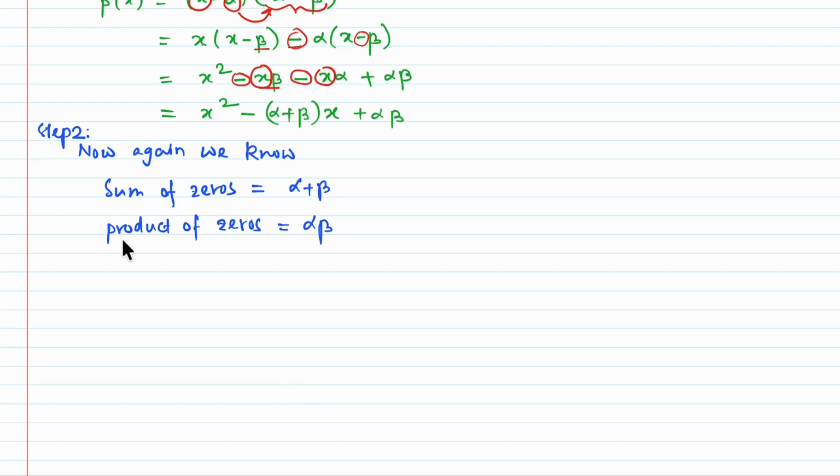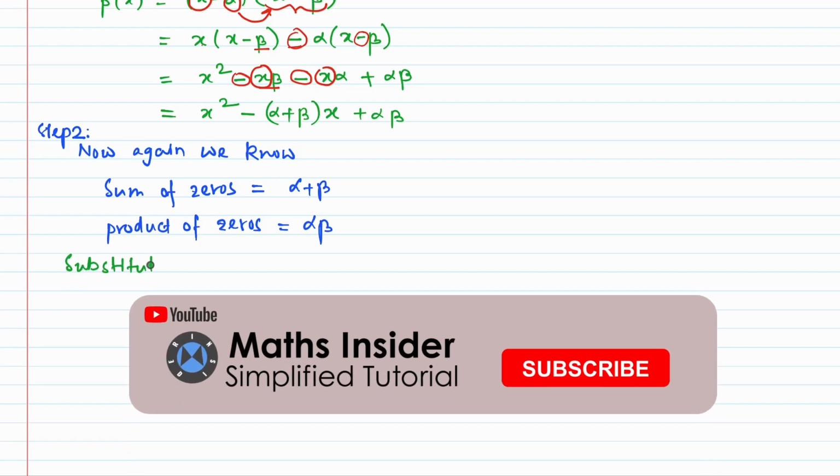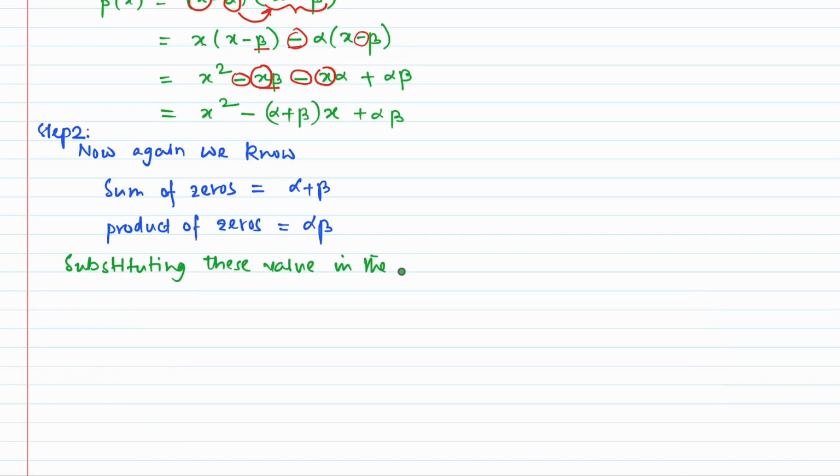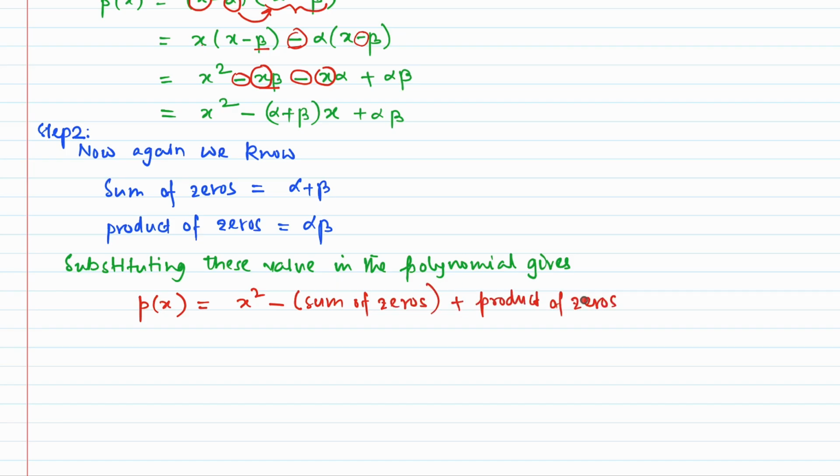So step 2. Now again we know the sum of the zeros is alpha plus beta and the product of the zeros is equal to alpha times beta. So substituting these values in the polynomial, p(x) is equal to x square minus the sum of zeros times x plus the product of zeros. So this is the total formula.